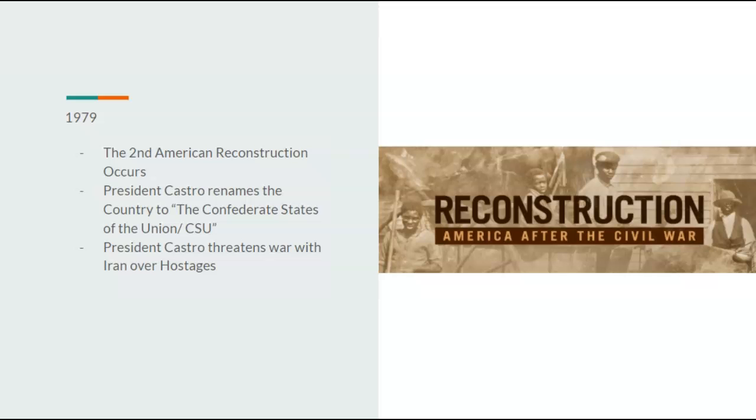1979, the Second American Reconstruction occurs. The North and the South merge up once again. President Castro renames the country to the Confederate States of the Union, or the CSU. And President Castro, and guess what?